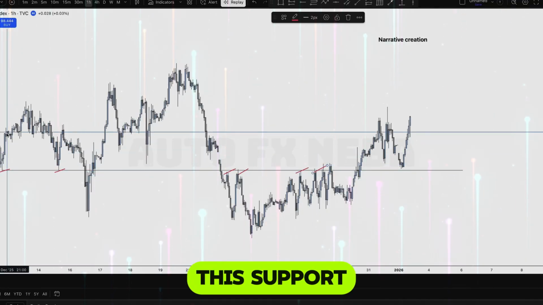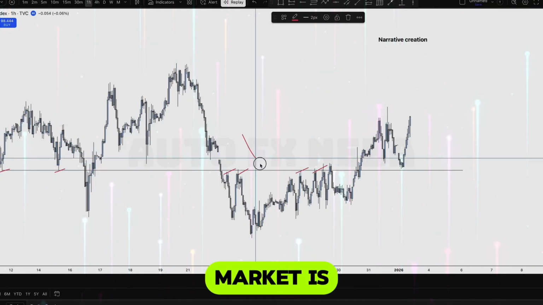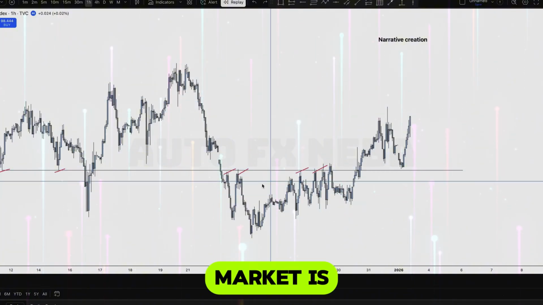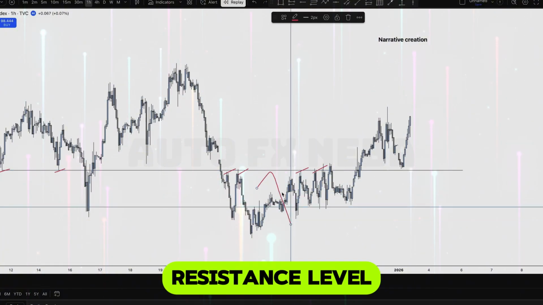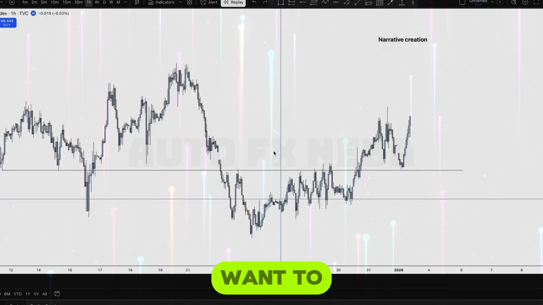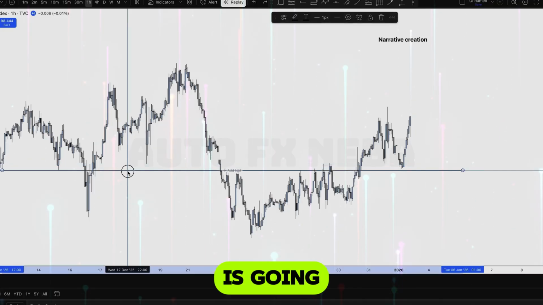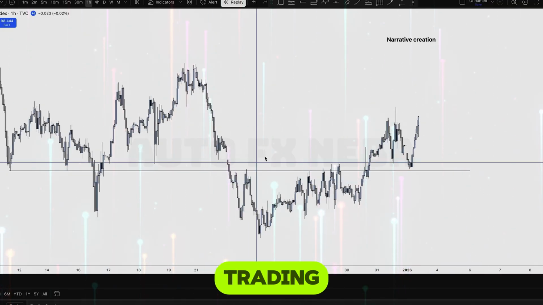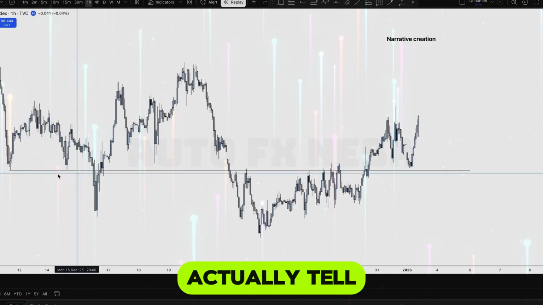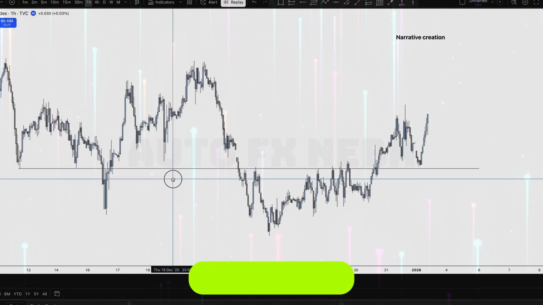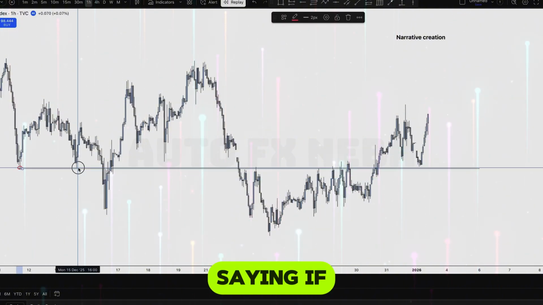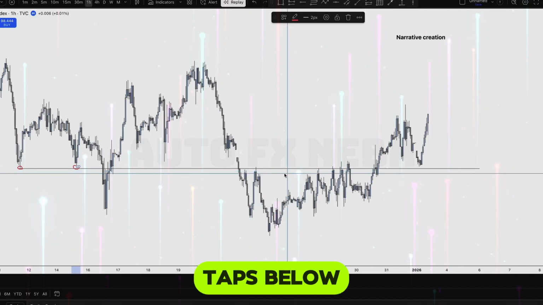The idea with this support and resistance is if the market is above the support or resistance, we look to buy retests of it. If the market is below the support or resistance level, we look to sell retests of it. This is an okay way to trade if this is how you want to trade. And this is going to come under the label of price action trading. But for me, it's again just another pattern. This doesn't actually tell us anything. If you think about what you've done here, you haven't built any story. You've drawn a line on a chart and now you're saying, if it taps above, I'll buy. If it taps below, I'll sell.